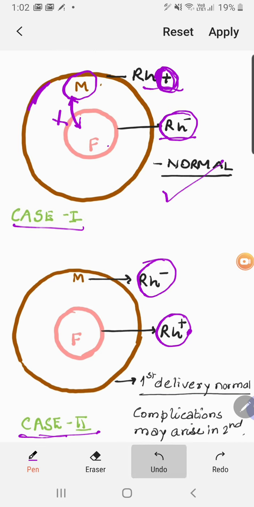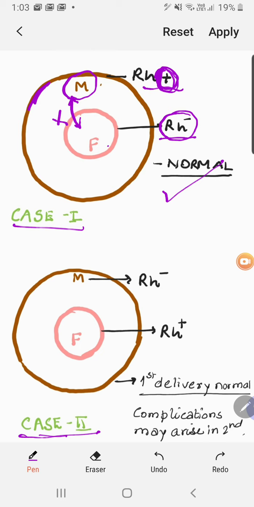What happens thereafter? Suppose in the first delivery, we always know that surgical processing is there. When the fetus is delivered, at that time the cord through which it is connected to the mother, that umbilical cord, is cut or incised. During that surgery or during that cutting and ligation, if by any chance even a few drops of baby's blood come in contact with the mother's blood, in that case, children, your mother's blood would straight away take it as an antigen and will prepare antibodies against it.